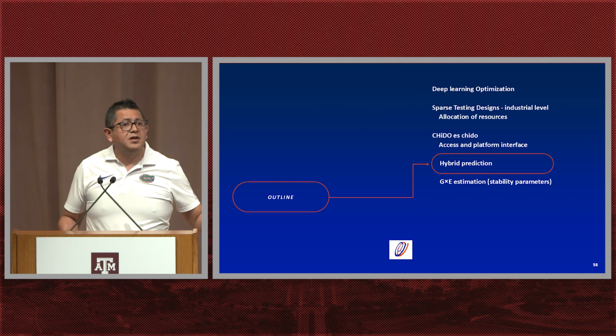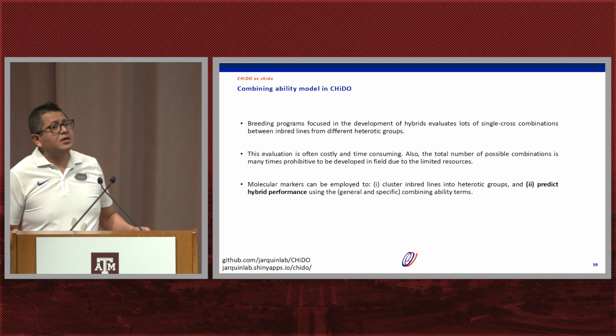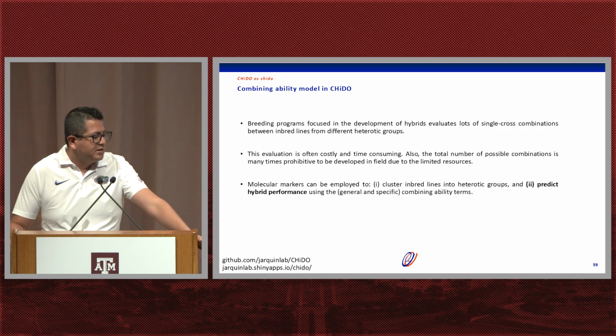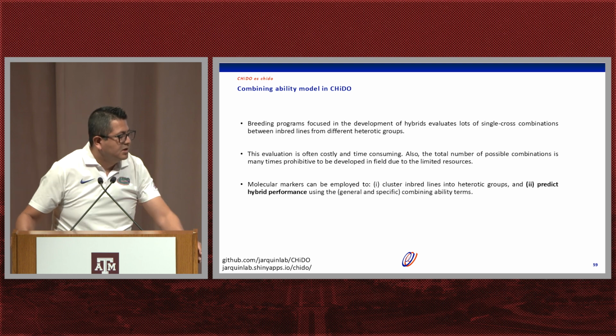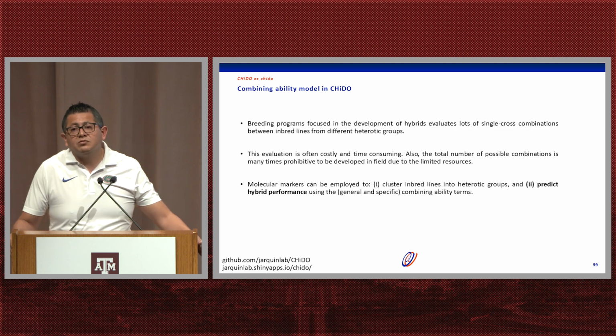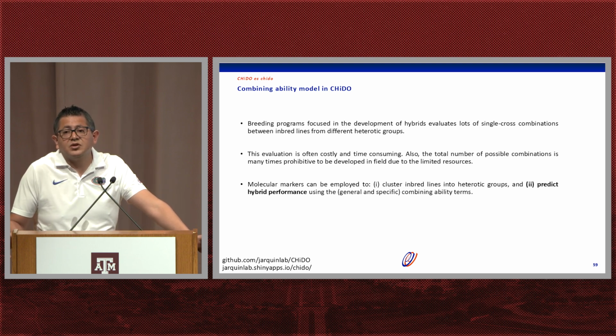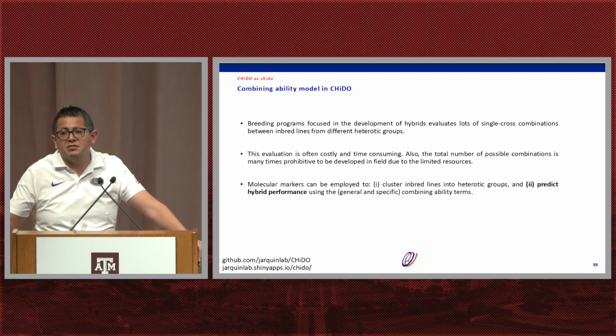So I'm going to explain very quickly how this works for hybrid prediction. We know the breeding programs can focus on development of hybrids to test lots of single cross combinations between lines that belong to different heterotic groups. This might be time consuming, and we might have a very large number of potential combinations. We cannot observe everything everywhere, but we might have samples of these hybrids observed in some locations.